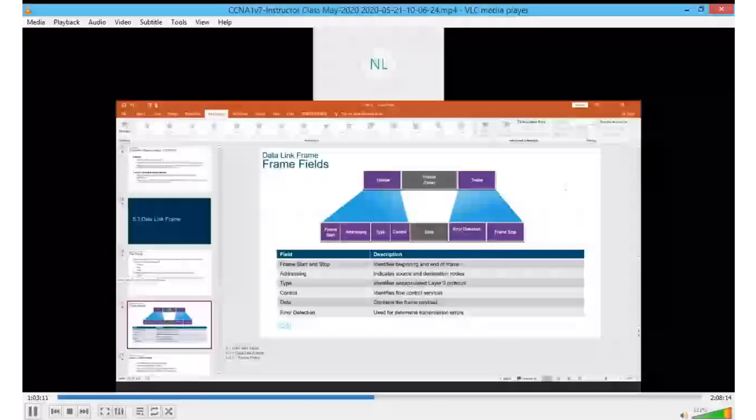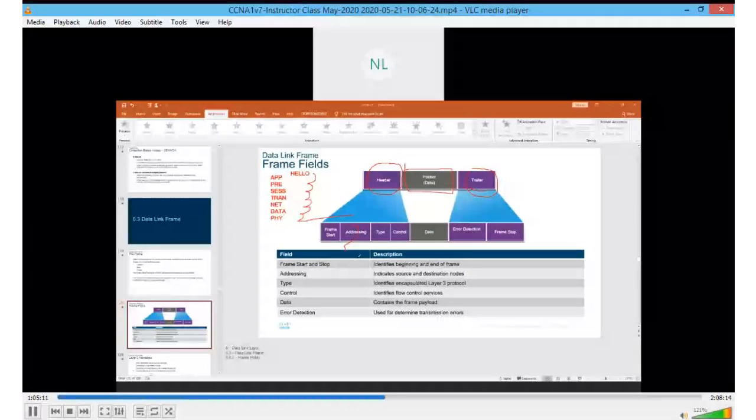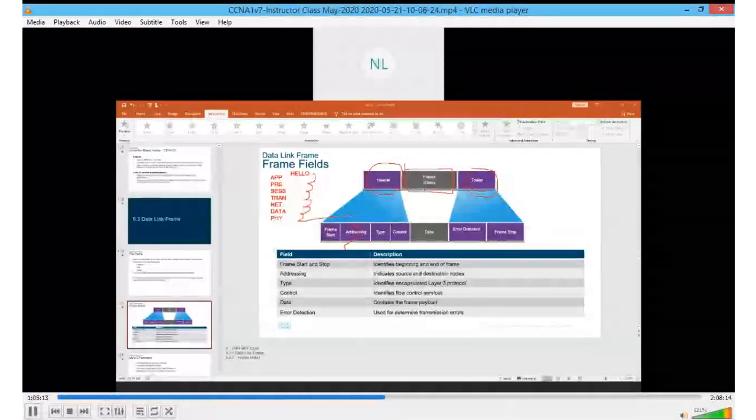It's going to add the addressing. This is where we'll put most of our time. In the addressing, it is going to put the MAC address, the source MAC address and the destination MAC address. It's going to say the type: what type of information has been encapsulated here? For example, is it IP, is it ICMP, or whatever the case may be? Or what is the flow control? Let's say you want to configure a service for what they call QoS.